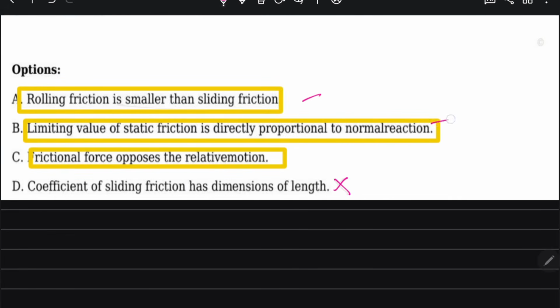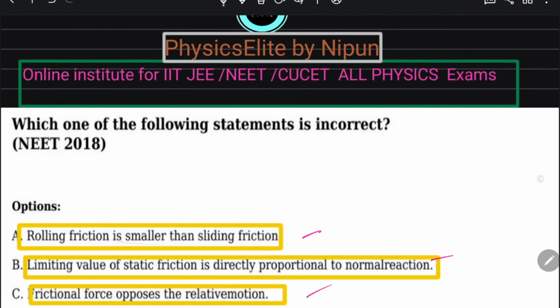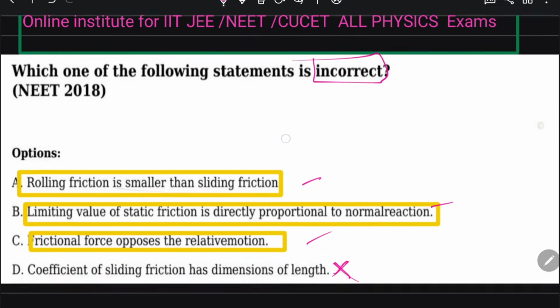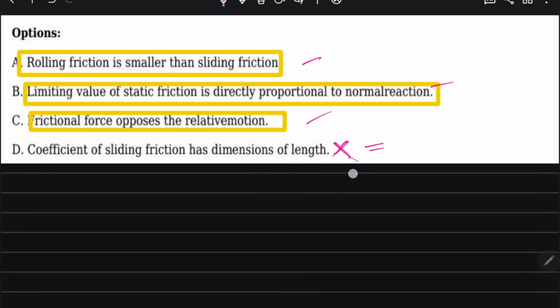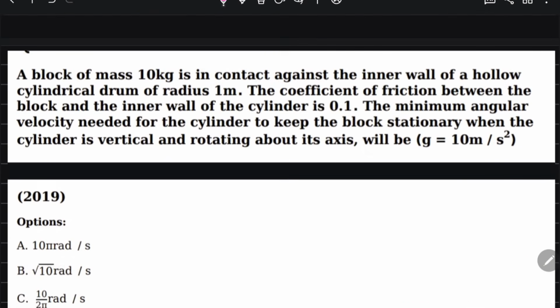So A, B, C are correct and option D is wrong. In this, which of the following is incorrect? So the incorrect one is option D. So I proceed for the next question.